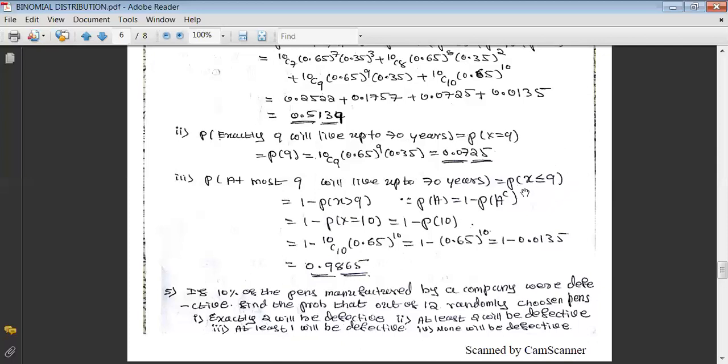Many properties we have to deal with. Instead of that, let us use the complement law. This can be written as 1 minus probability of x is greater than 9. According to this rule, probability of any event equals 1 minus probability of its complement.